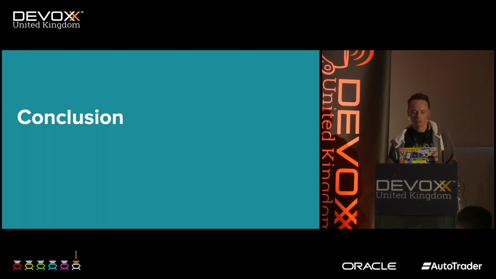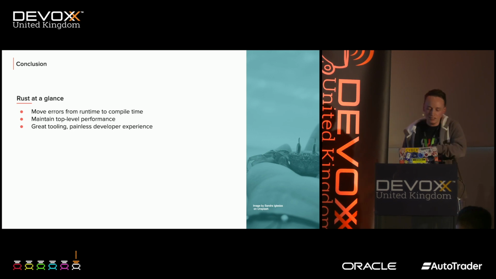Okay, wow, I've buzzed through that in pretty fast time. So, in summarizing Rust at a glance, we have this whole philosophy, this approach of moving as many errors as possible from runtime into compile time. So the developer should be faced up front with any problems and have to solve them before the code is deployed, instead of the user one day hitting that problem. We try to maintain top-level performance while doing this, not sacrificing performance to achieve it. And we have great tooling for a really painless, very productive developer experience.